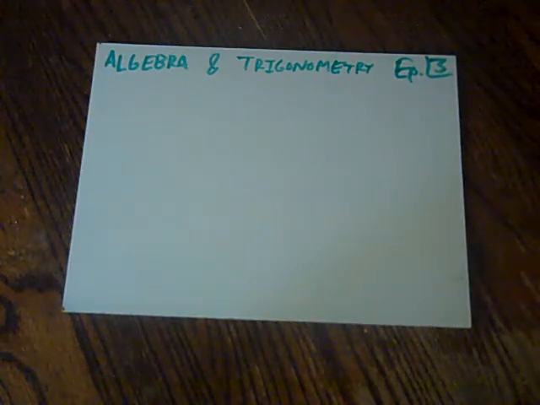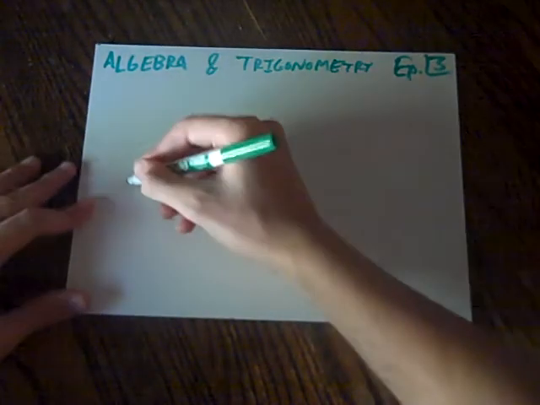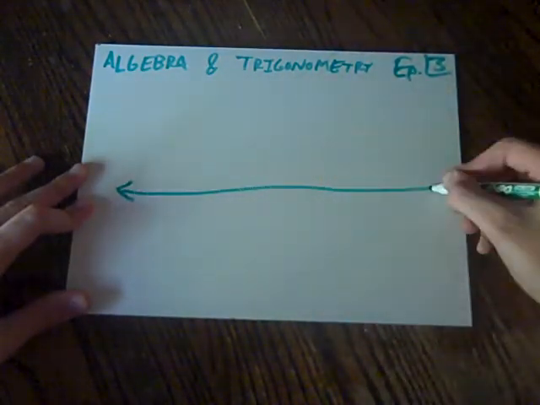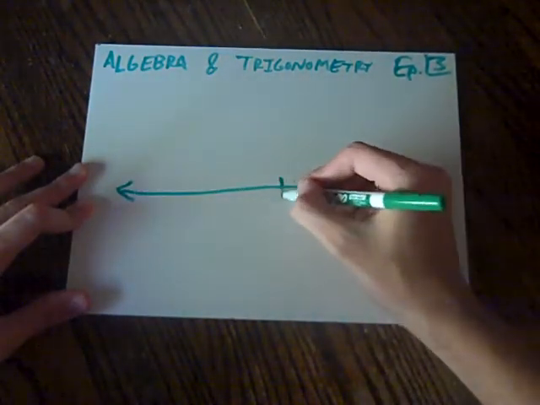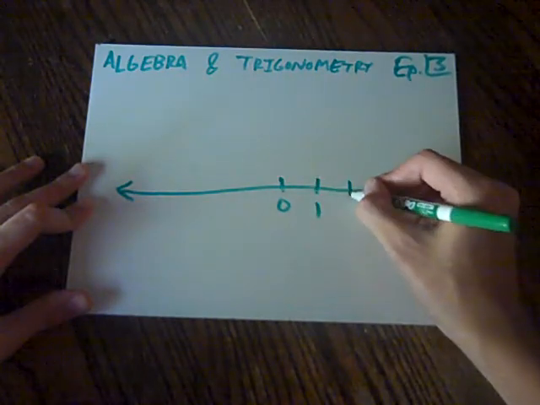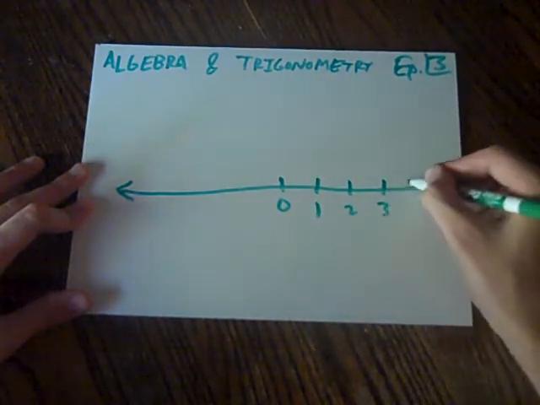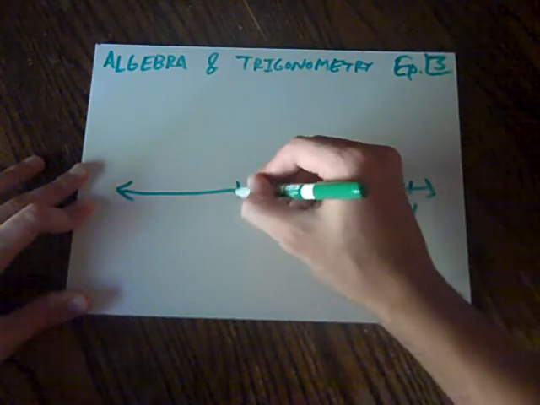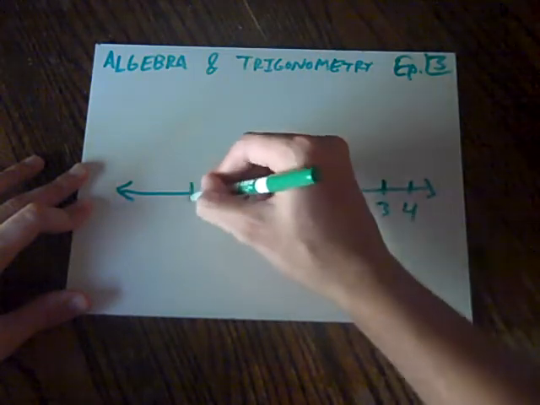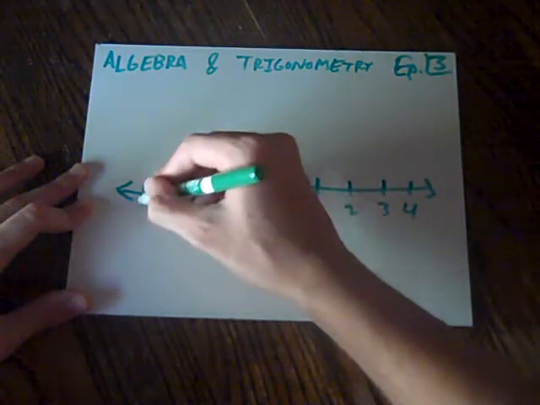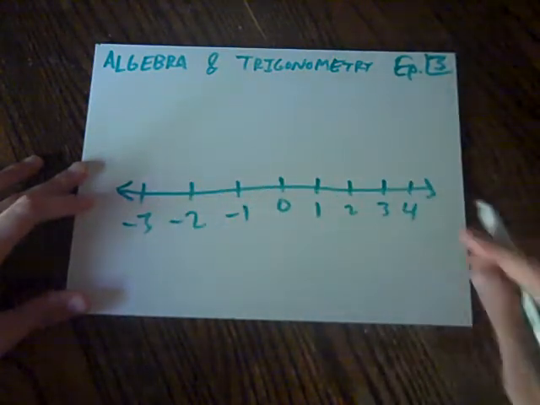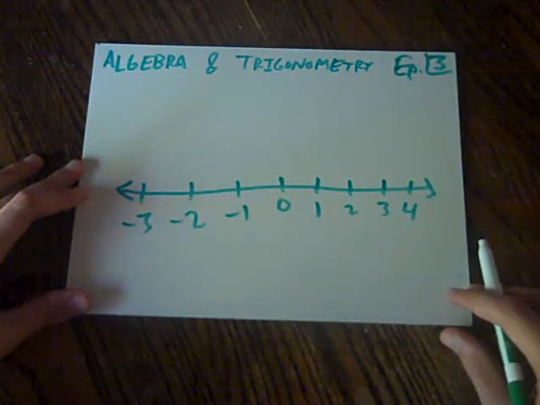Alrighty! So, episode 3. What do we have here? We have a number line again. That's right. We've got 0, 1, 2, 3, 4, -1, -2, -3. And guess what?